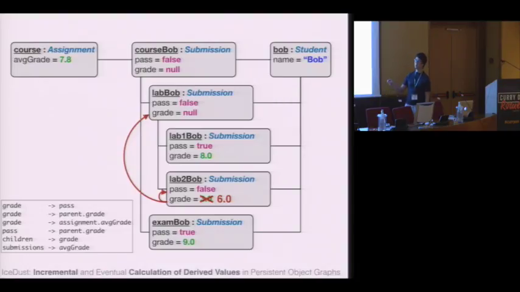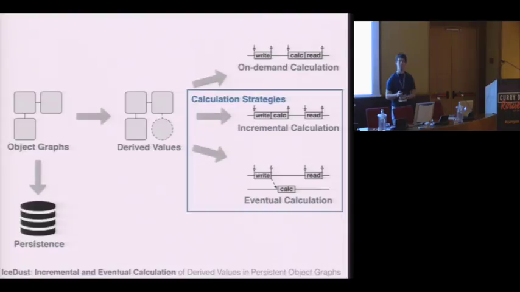So in general, these paths can evaluate to 0, 1, or more values. And every value that you find, you need to trigger to update. And of course, this cascades. So we now update pass, so that means that we also need to update parent grade, and this cascades. So in the end, we update everything. So this is how IceDust does the calculation strategies, and basically, for the incremental one, we do the calculation directly after the write on the same thread, and for the eventual one, we schedule the update on a different thread.